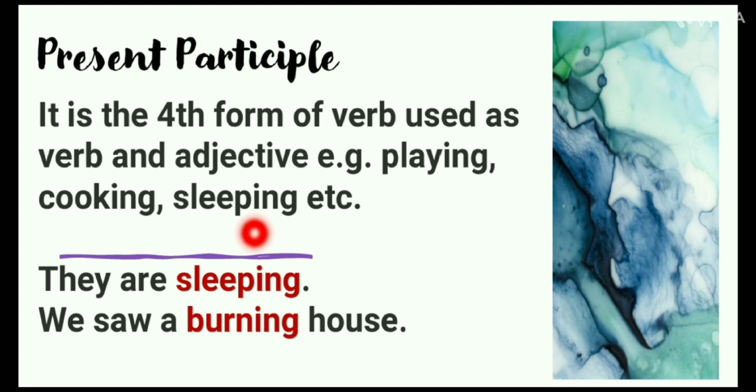Let's understand with the help of examples. They are sleeping. Sleeping is a participle used with helping verb are and making it a simple sentence of present continuous tense. We saw a burning house. Burning is just modifying house. That's why this is participle used as adjective.